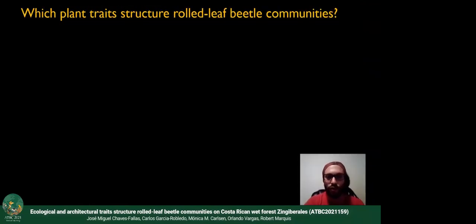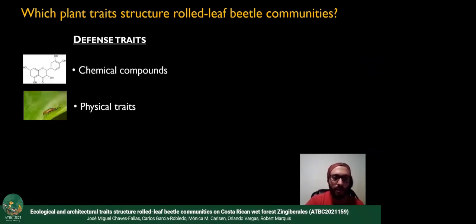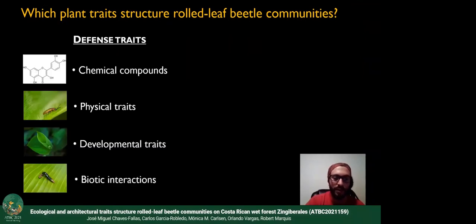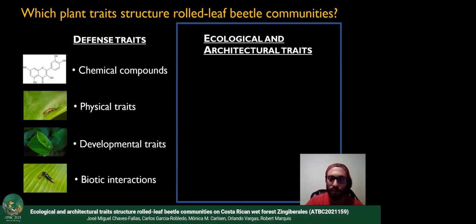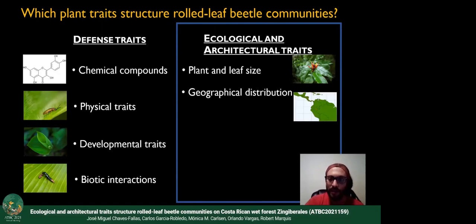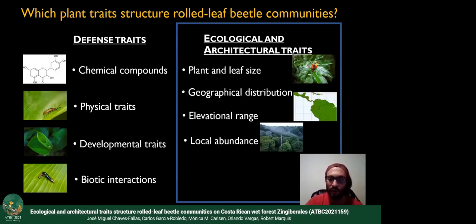Which plant traits structure roll leaf beetle communities? Recent studies on multi-species tropical plant herbivore systems have focused on different traits such as chemical compounds, physical traits, developmental traits, and biotic interaction. I will present the study of different traits in other work, but today I'm going to focus on ecological and architectural traits. Therefore, we assessed plant and leaf size, geographical distribution, elevational range, local abundance, habitat, and soil for 26 species of Zingiberales at La Selva.